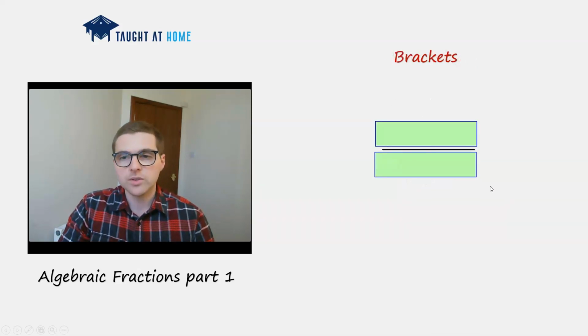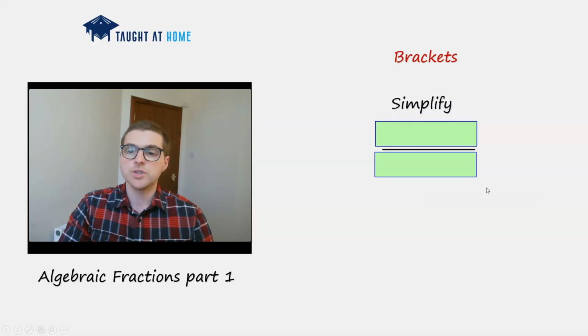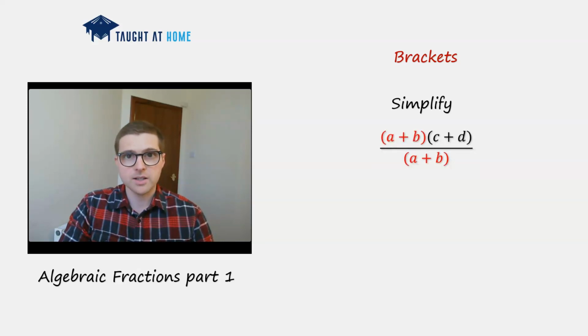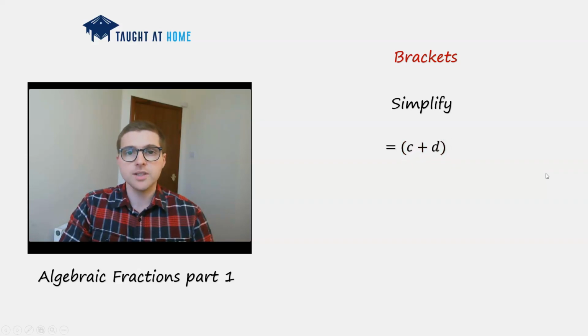Okay, so let's have a go of these now. We've got brackets. So say we have to simplify the following. We've got A plus B times C plus D divided by A plus B. We recognise here that the numerator and denominator both have A plus B in brackets. Now, because they're the same, we can cancel those out. And what we're left with is C plus D.